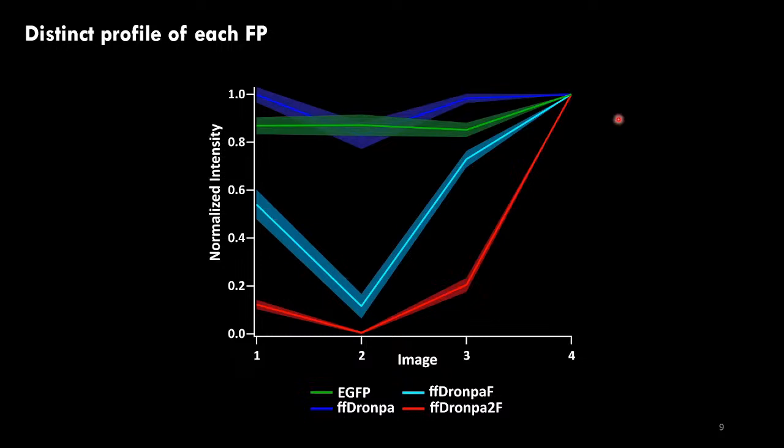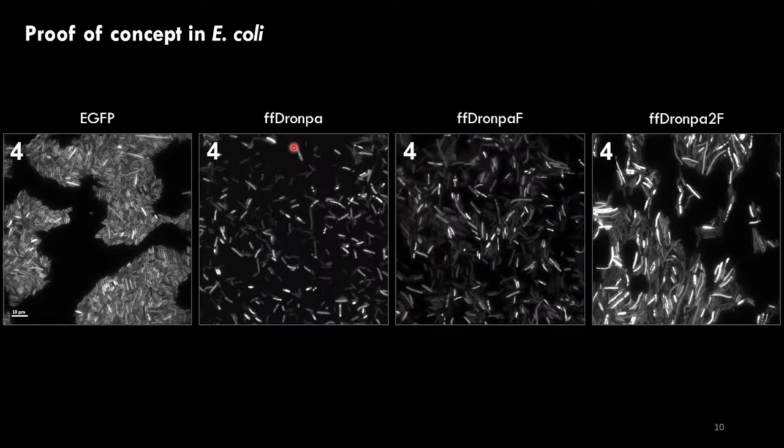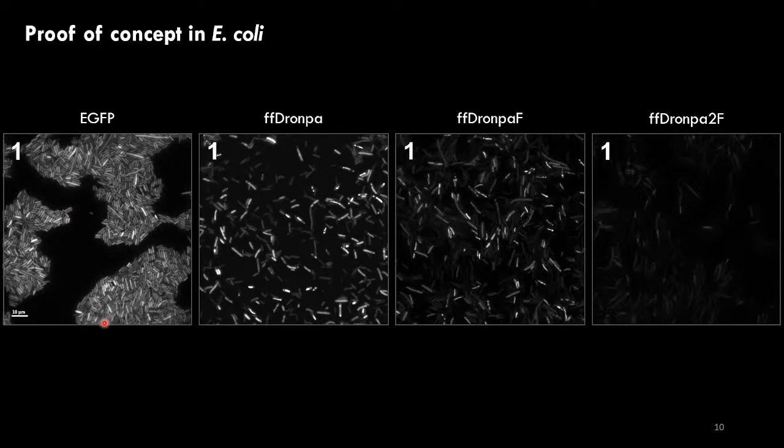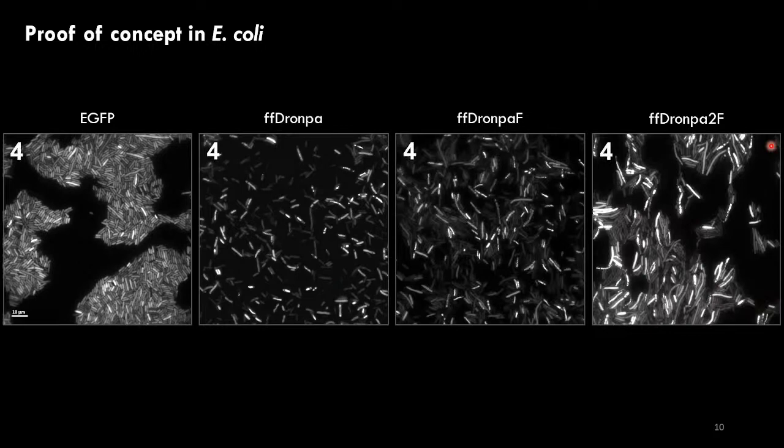So we validated our method as a proof of concept in bacteria, and this video shows you bacteria that express a single fluorescent protein. For example, for EGFP, you can see that there is almost no blinking going on, but for example, for FF-DrompaF, you can see that the blinking is very pronounced. And then we prepared a mixture.